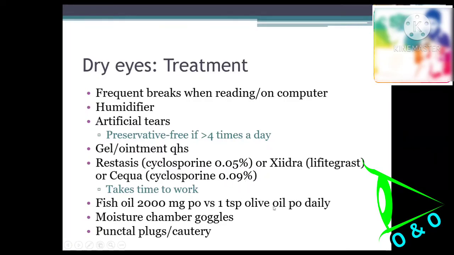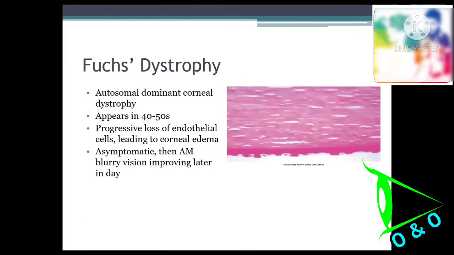Taking oral fish oil or even having olive oil in your diet can be helpful for dry eye. Moisture chamber goggles at bedtime can be helpful, again, if they're having a lot of AM symptoms. And then punctal plugs and cautery, and lots of other treatments for dry eye, even beyond this list, which will be the topic of a future lecture.